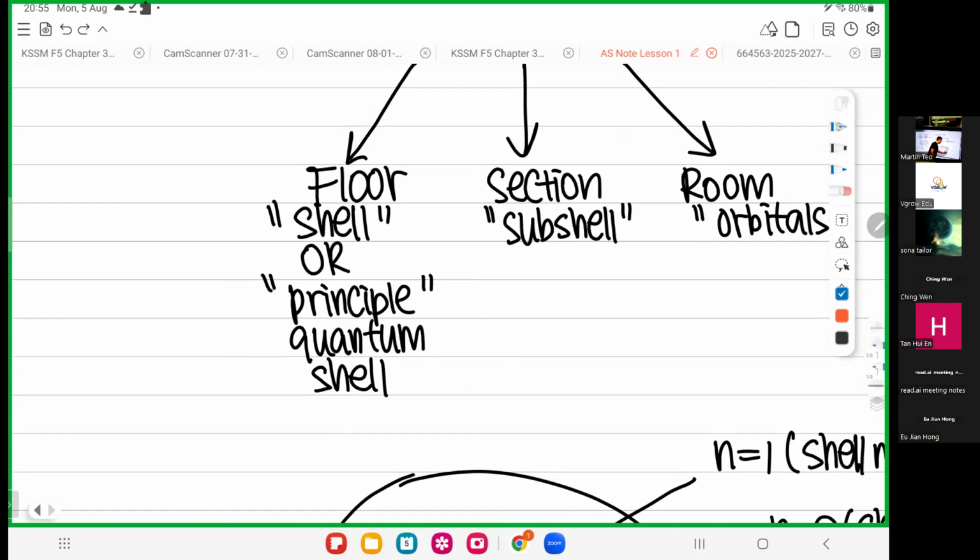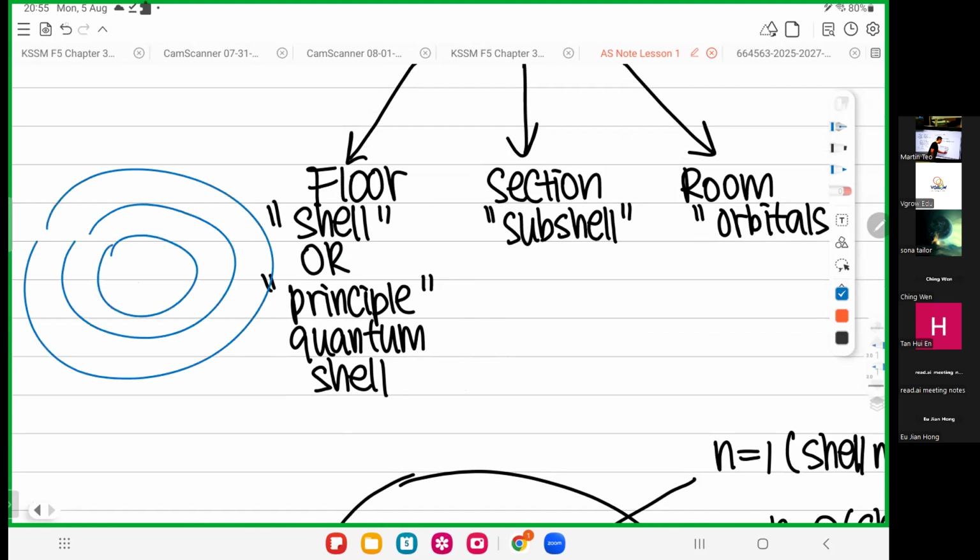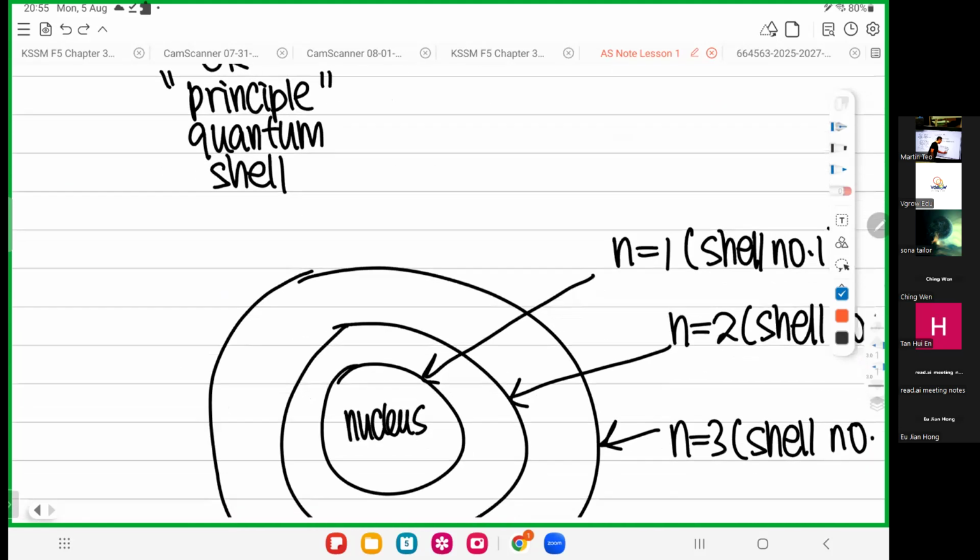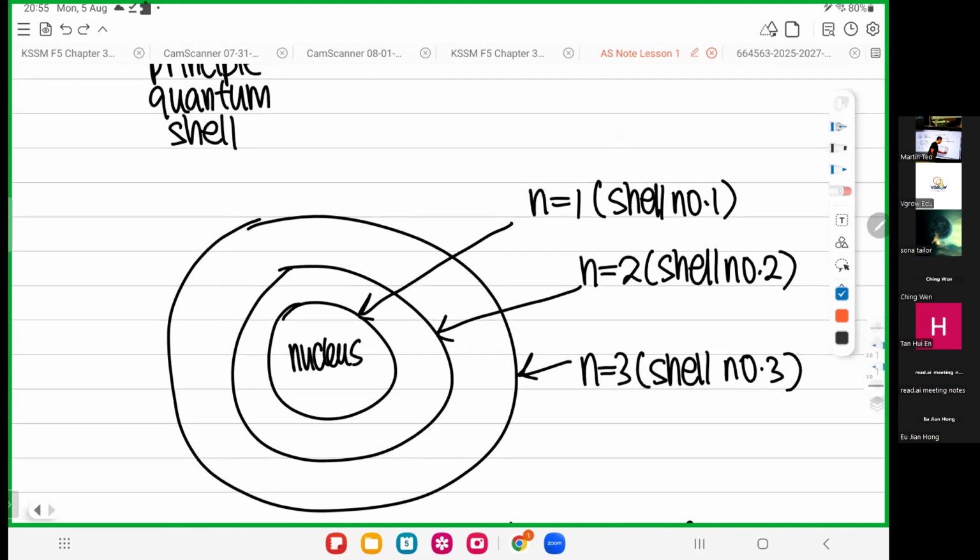So principal quantum shell is the shell that you learned back in your high school, which is the circle. These are the principal quantum shells. You can see, in the middle of the atom, we call it the nucleus. And then the electrons are outside the nucleus. All the electrons are outside the nucleus, and they are moving in all these circles.